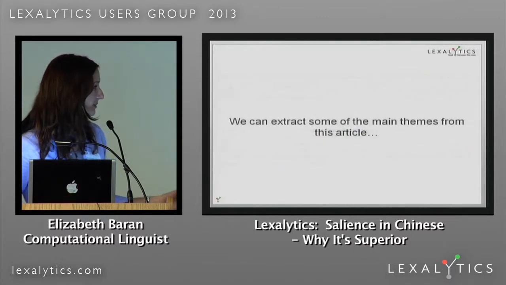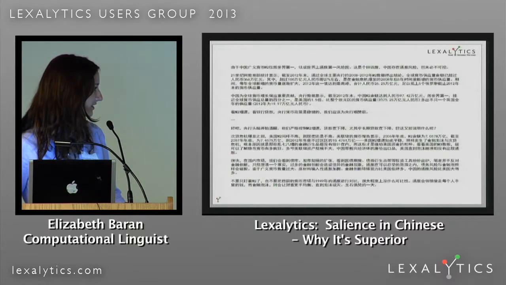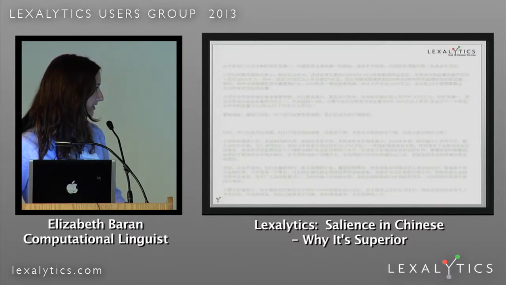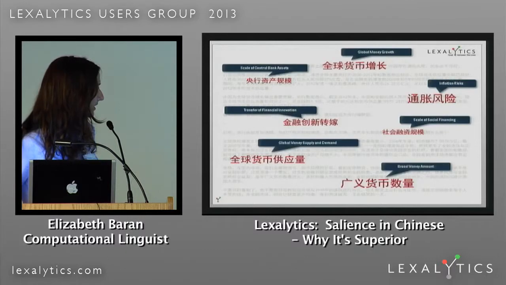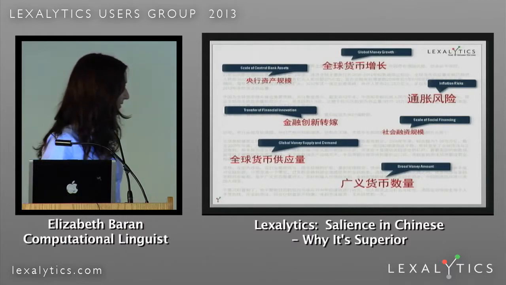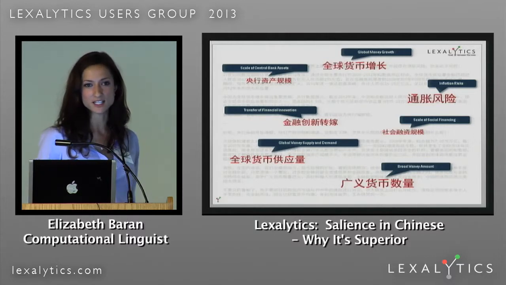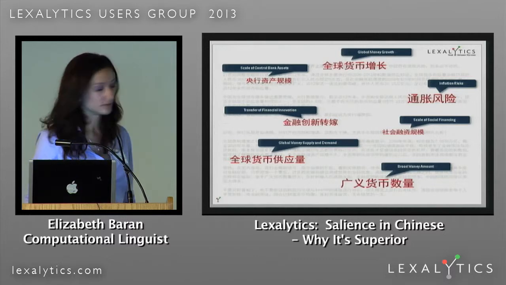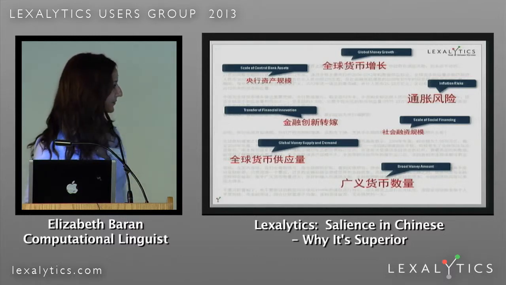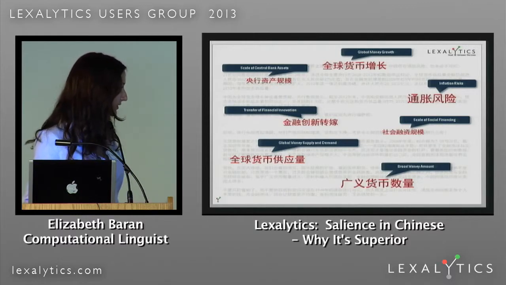Okay, so we can extract some of the main themes from this article. This is where it starts to get really exciting. Okay. So we have global money growth, the scale of central bank assets, transfer of financial innovation, global money supply and demand, broad money amount, scale of social financing, inflation risks. Okay, we're really getting a pretty decent idea of what this is about now. Again, we don't provide these translations, but hopefully you're working with content or translators that you understand.